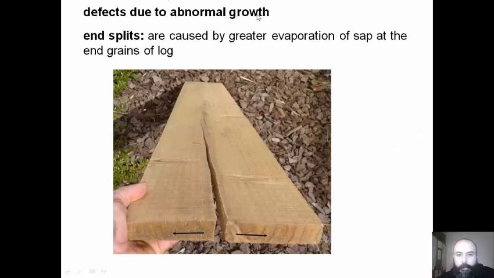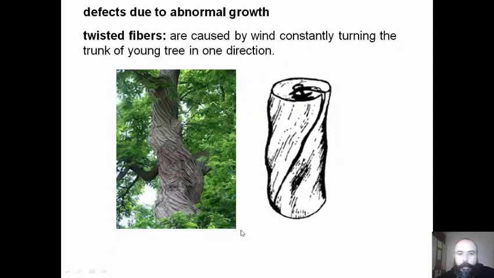Defects due to abnormal growth can be an end split. These are caused by greater evaporation of sap at the end grains of a log. Twisted fibers are caused by wind constantly turning the trunk of the young tree in one direction.